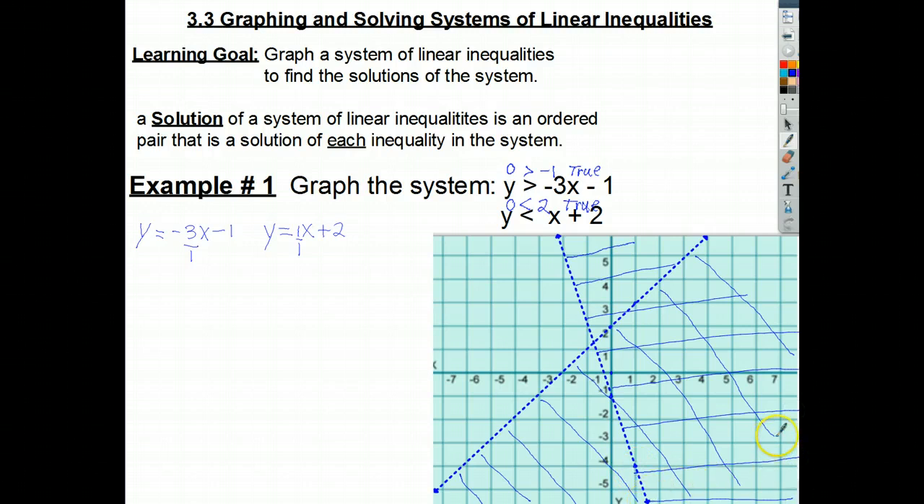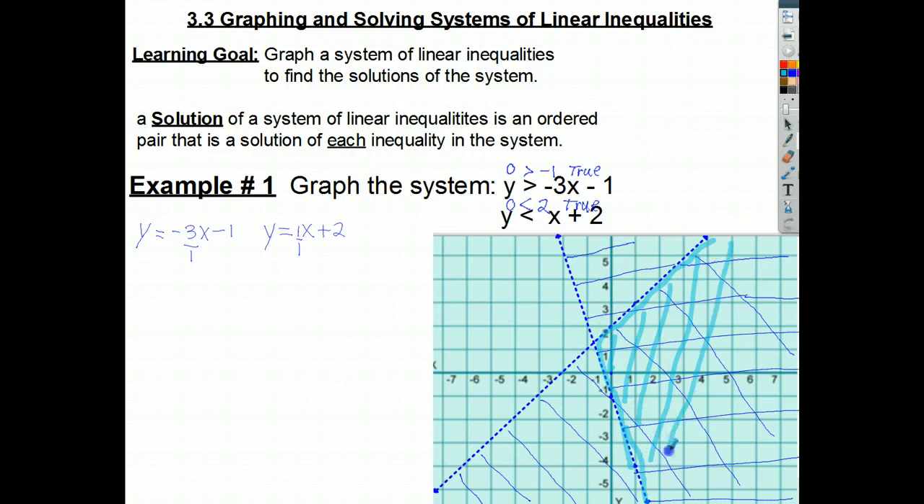Okay. Now, when we talk about the solution to the system, it's all the points that will solve both of them, or it's the overlap of the two solution sets. So you can see this double shaded area right here. I'm going to go ahead and highlight it with blue. It's going to be all the points in this area.